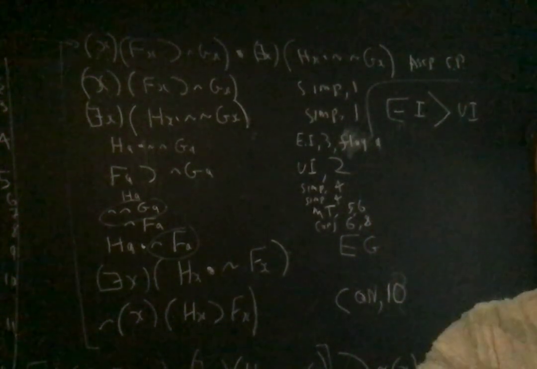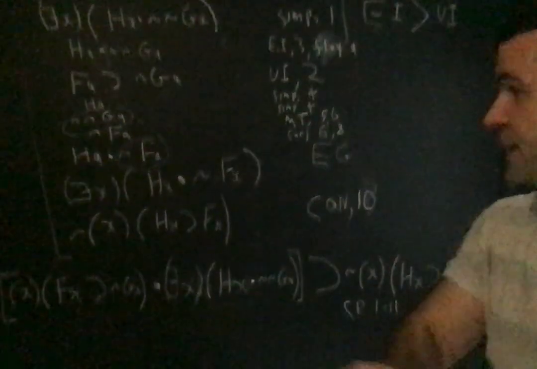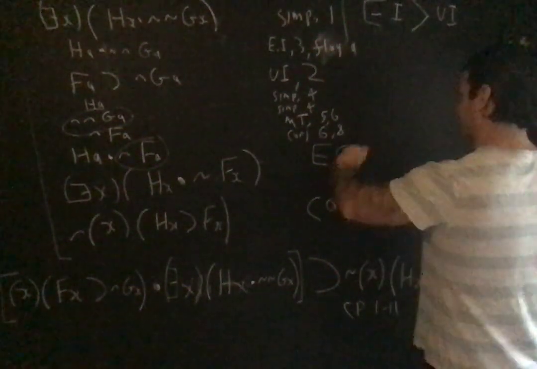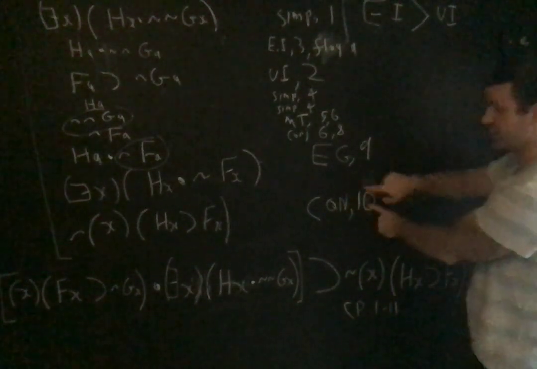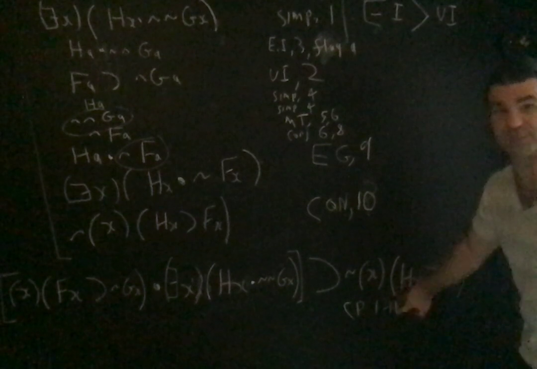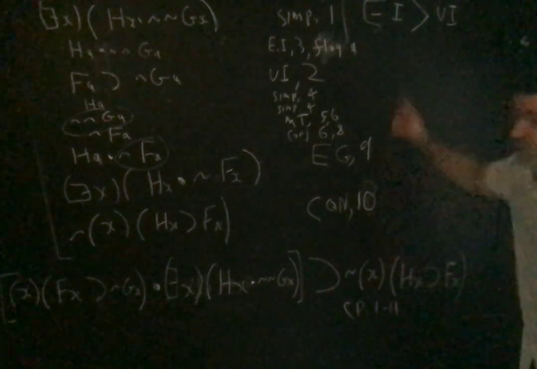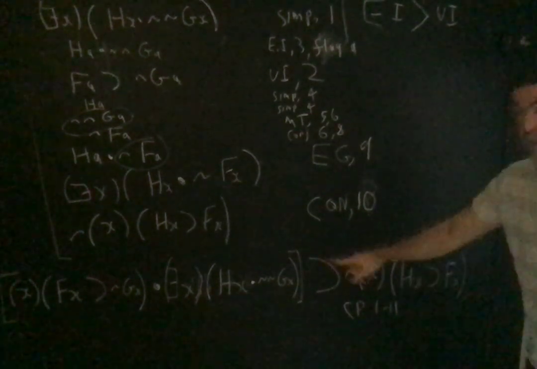Oops, I forgot one. I lost a point, right? Because I didn't do it. EG from what? EG from 9. It says 10. CQN on 10, just this. That's what got me there. Now I've just anointed this. Conditional proof, steps 1 through 11, gives me my conclusion.